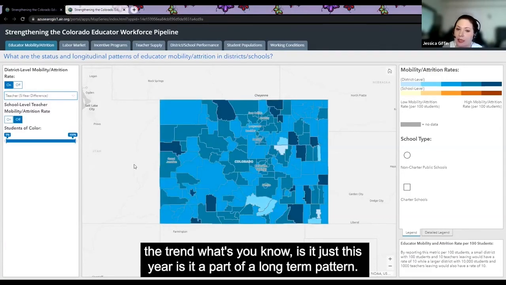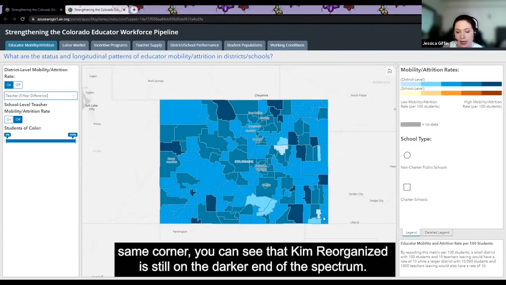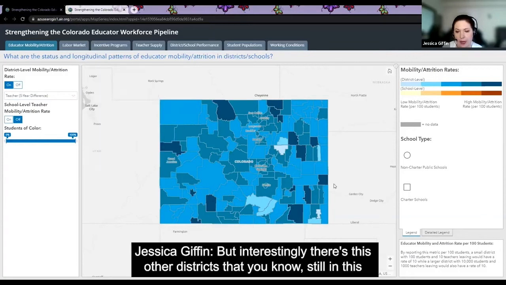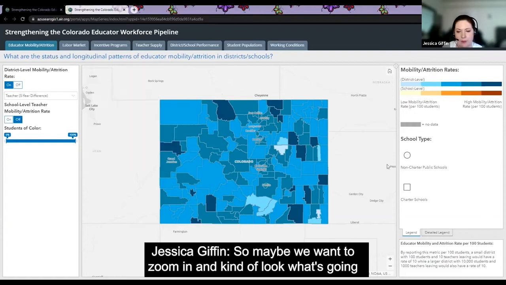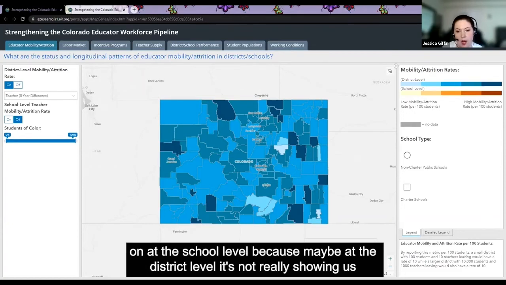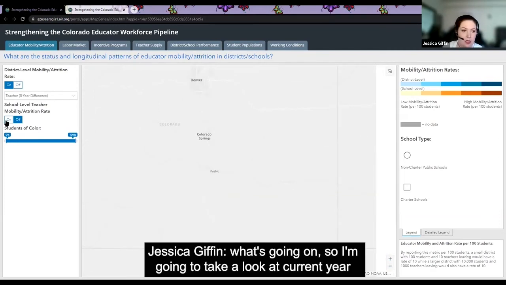But maybe I want to see the trend. Is it just this year? Is it part of a long-term pattern? So then we can compare and see the 5-year difference. And again, in this same corner, you can see that Kim Reorganized is still on the darker end of the spectrum. But interestingly, there's this other district, still in this remote rural area, Village School District, and their mobility and attrition rate is less. So maybe we want to zoom in and look at what's going on at the school level, because maybe at the district level, it's not really showing us what's going on.